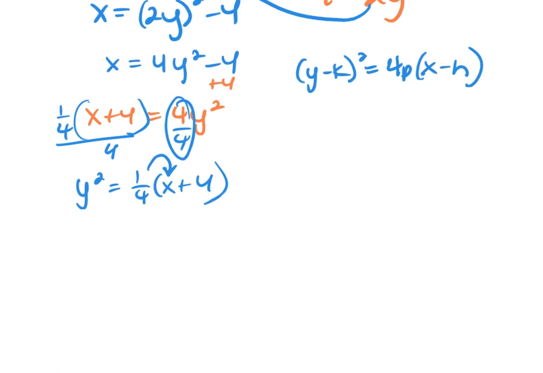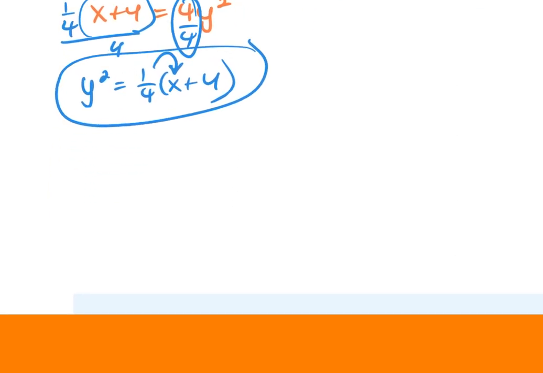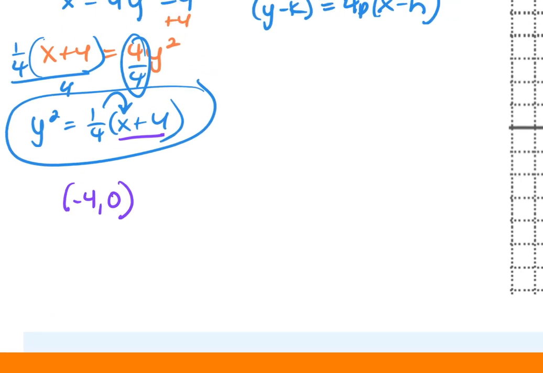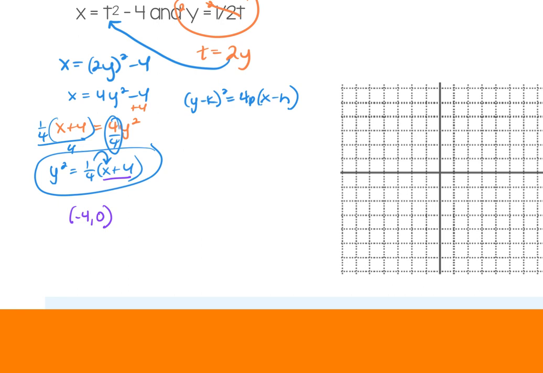Yeah, that's the 4p though. This is standard form. Now to get the information out of it, what follows x, the opposite, is your x coordinate of your vertex, which is -4. What follows y would be the y coordinate of your vertex, which is 0. So that tells me that already I know -4, 0, 1, 2, 3, 4. Here is my vertex.